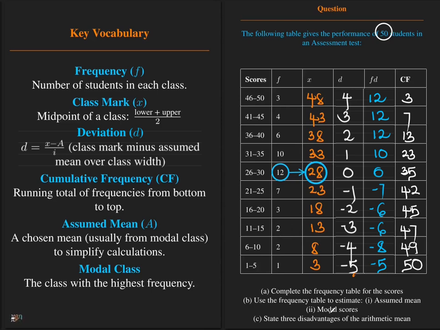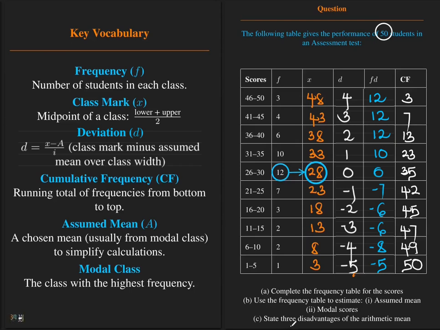Then the next one says the modal score. So modal score is simply the score with the highest frequency. This time around, we are not using the interval, but we are using this particular one, the x. So our modal score is the 28 because it has the highest frequency.